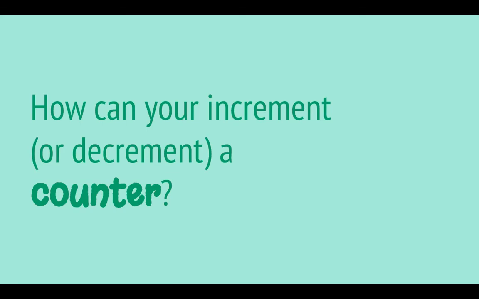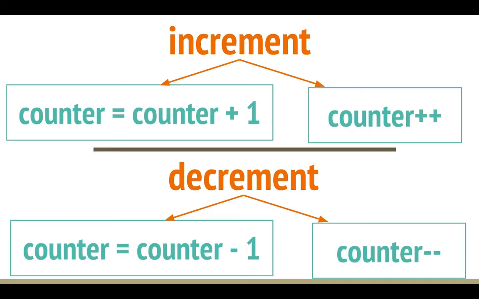Okay, now how about incrementing or decrementing a counter? There are 2 different ways to do that. In that past code, I was using counter equals counter plus 1. I could also have used counter plus plus. They're the exact same thing. Either way, they mean the exact same thing. To decrement or to go down, I could use counter equals counter minus 1, or I could use counter minus minus.